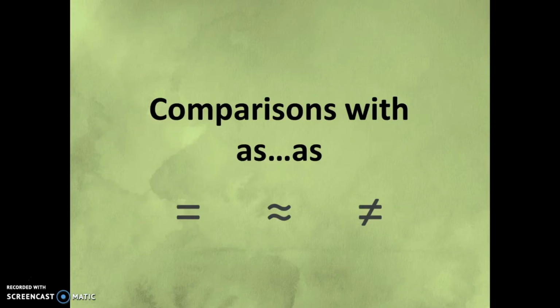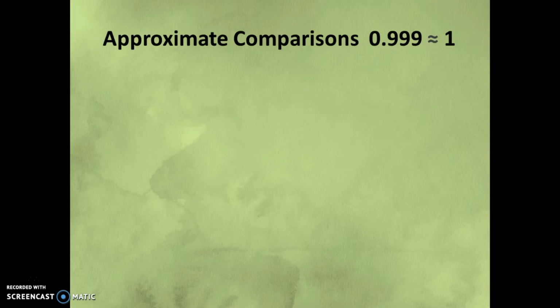Now let's look at another form of making comparisons. We're going to look at this squiggly equal sign, also known as the approximate sign, or almost equals to. So if we think about it in math, 0.999 is almost equal to 1. It's about or approximately 1.